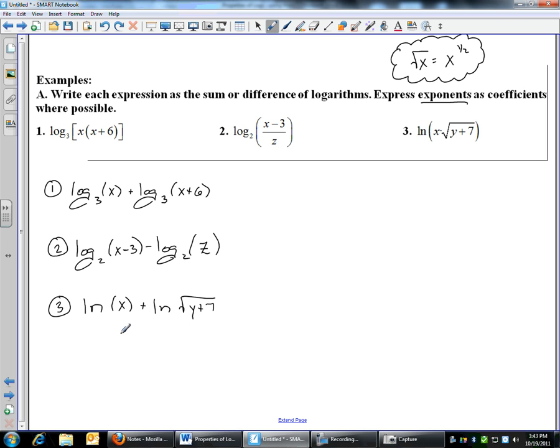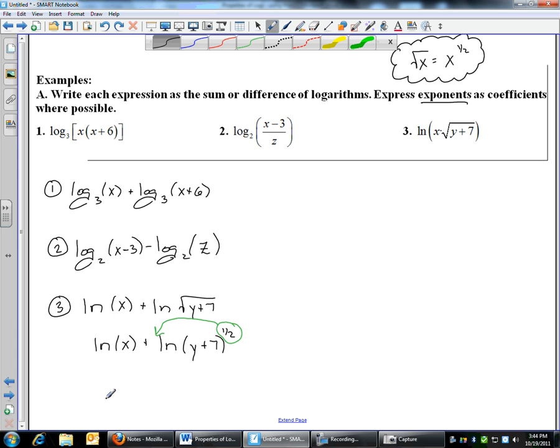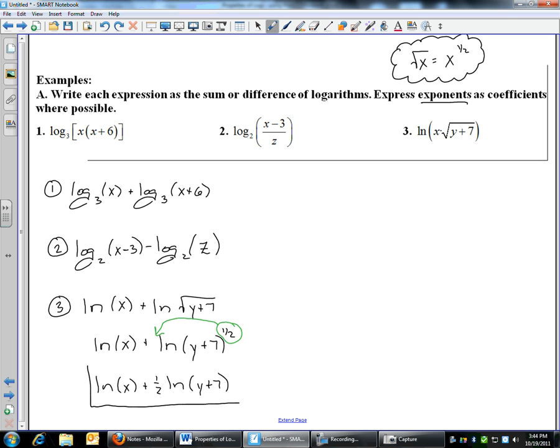So ln of x, I can't do anything with, but I can rewrite ln of the square root of y plus 7 as ln of y plus 7 to the 1/2, and that will allow me to grab that 1/2 and pull it down front as a coefficient. So this one finally cleans up to ln of x plus 1/2 natural log of y plus 7. And that would be my final answer for number 3. Once you split it all up, that's what you're left with. Okay, good? So we have 1, 2, and 3 there.